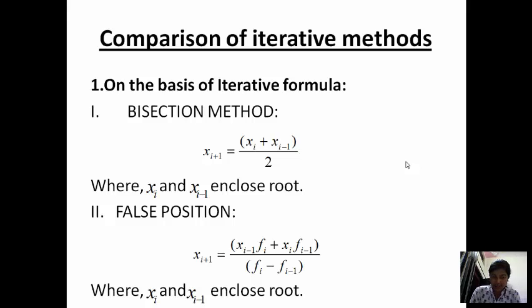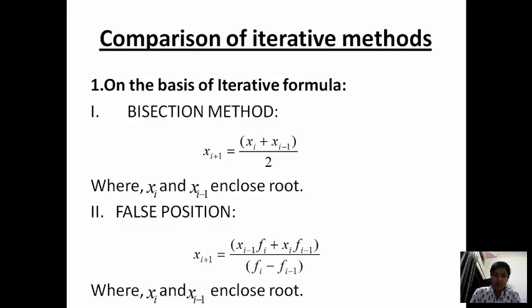पहली है bisection method. Bisection method में जब हम लोग root की तरफ जाते हैं, that is when we find x of i plus 1 that is equal to (xi plus xi minus 1) by 2. Okay, this is the bisection method which we are using till now, and where xi and xi minus 1 encloses the roots. Then comes the method of false position.